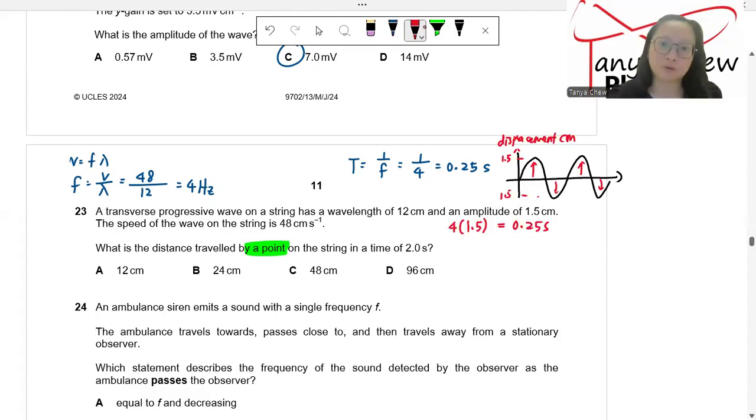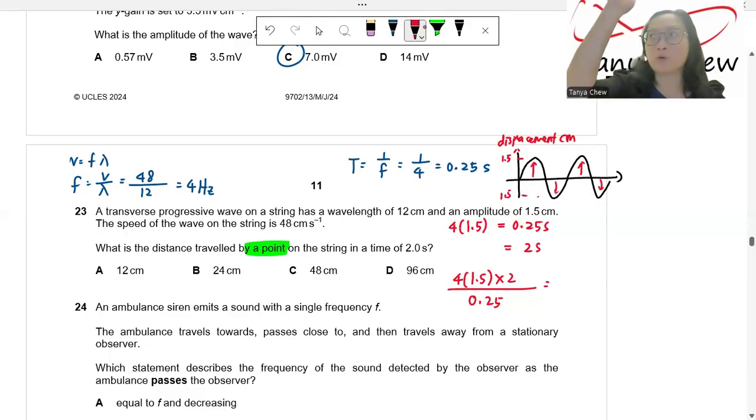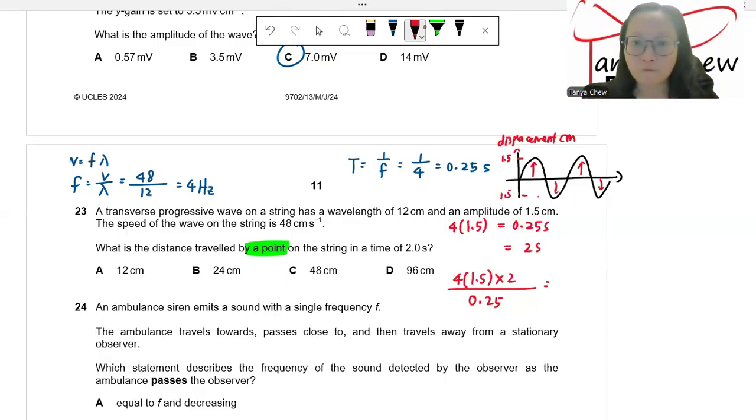That is one period. Now, 2 seconds, I do cross multiplication. So I take 4 times 1.5 times 2 divided by 0.25. And that is the distance traveled by the point, because the point can only travel up and down between the fixed position. 4 times 1.5 times 2 divided by 0.25, and I got 48 cm. C is the answer.